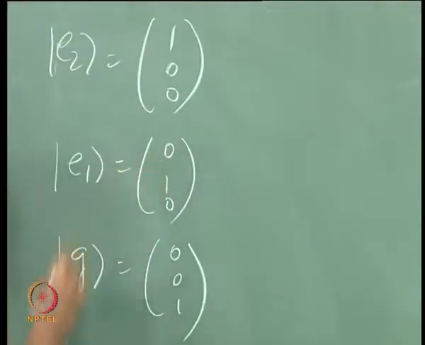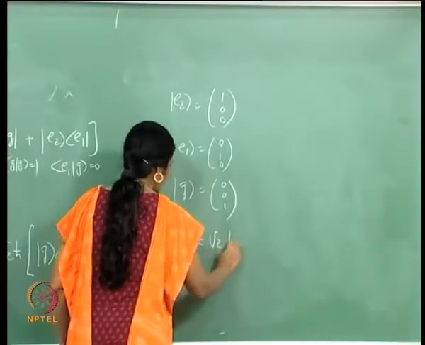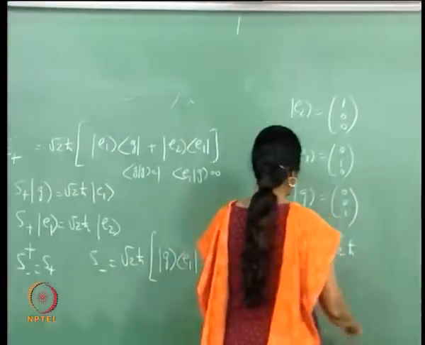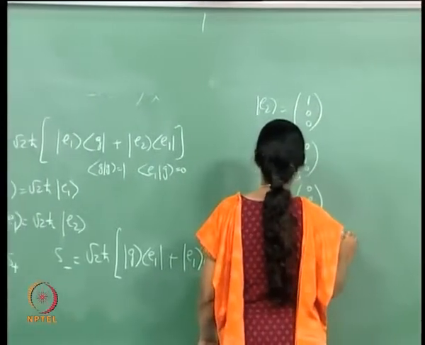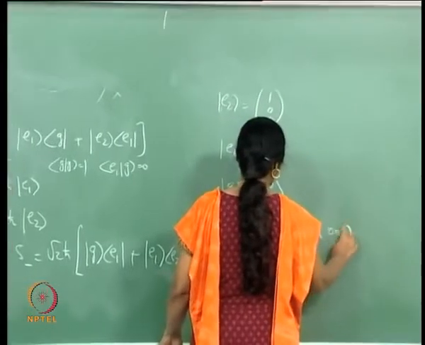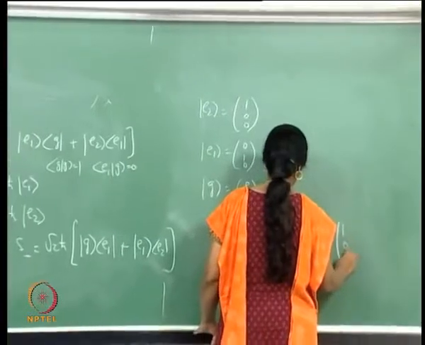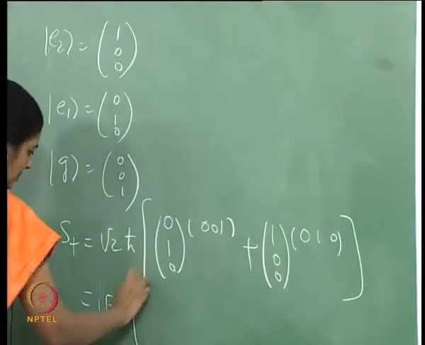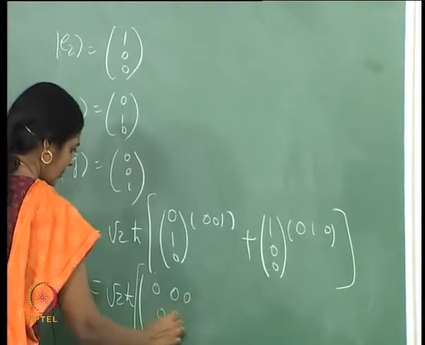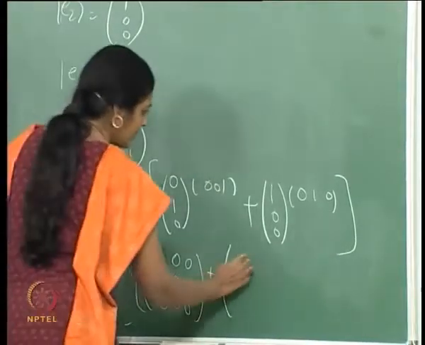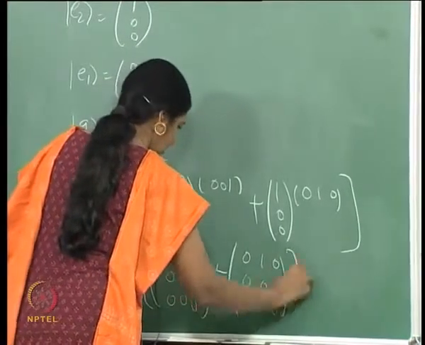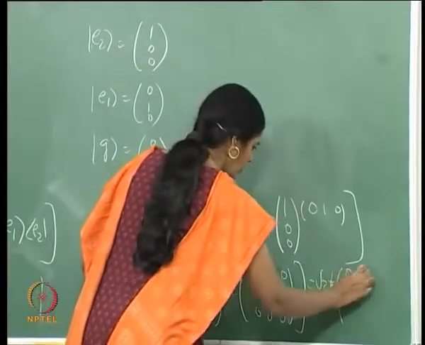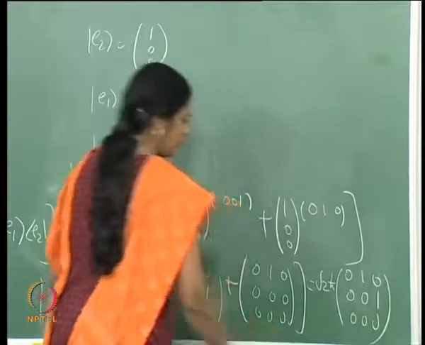I am now working with 3 componented column vectors, and therefore S plus was root 2 H cross. S plus is written here, it's E1G plus E2E1. So it's E1G, E1 ket is 0, 1, 0, G, plus E2E1. So this matrix is simply root 2 H cross this plus that, which can be easily simplified. It is just root 2 H cross 0, 1, 0, 0, 0, 1 and 0, 0, 0. So that is my S plus.